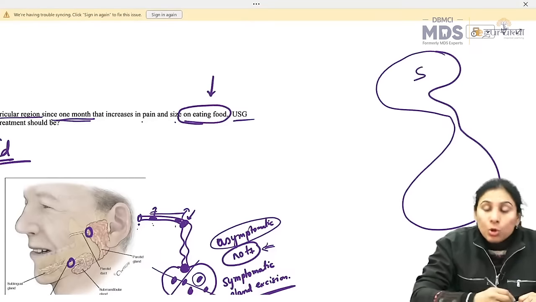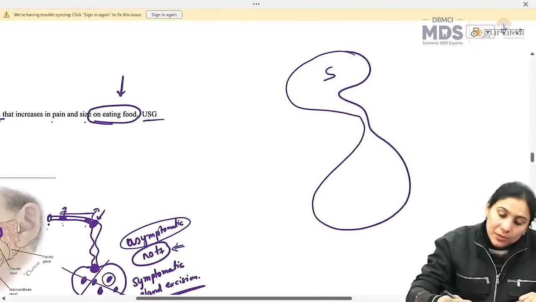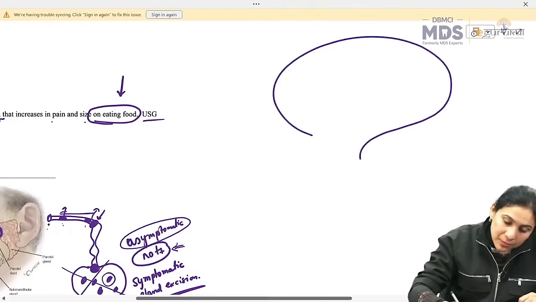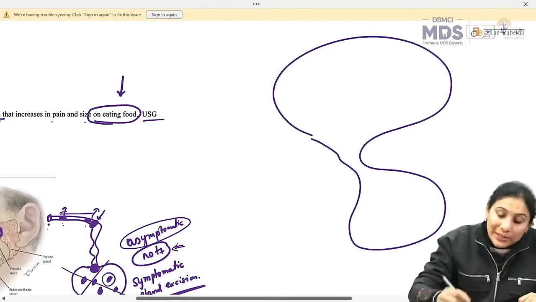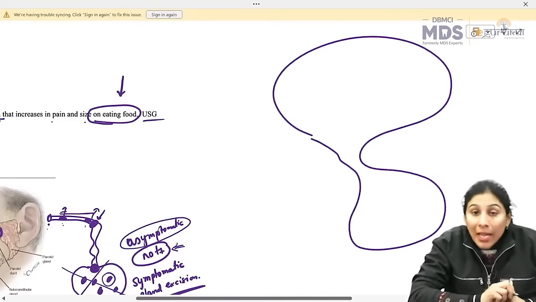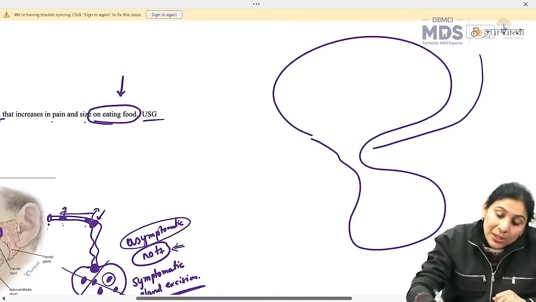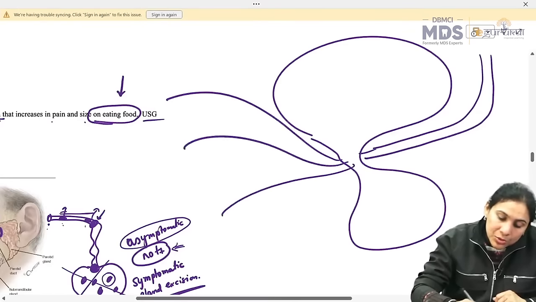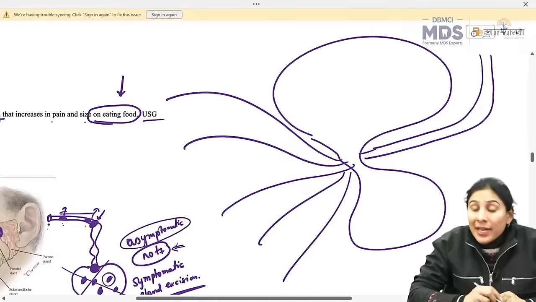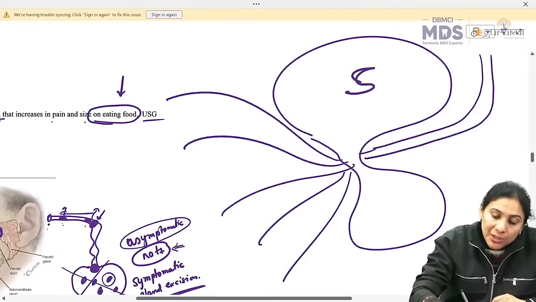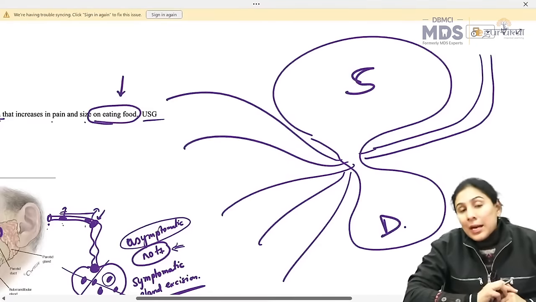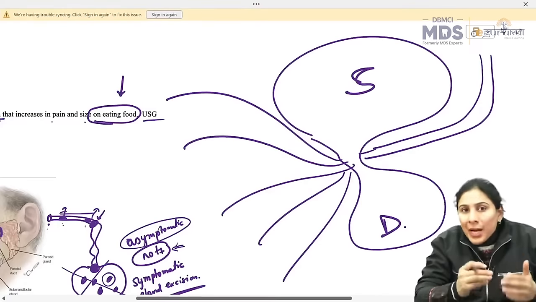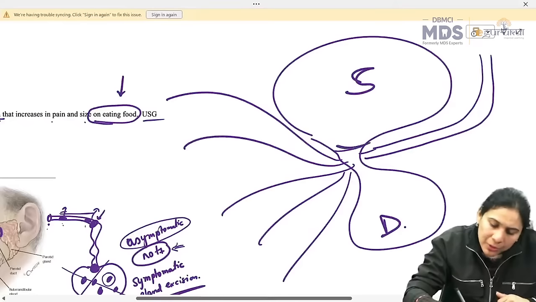This is the superficial lobe of parotid gland, which is a bigger one. I've made it a smaller one. And this is a small deep lobe of the parotid gland. And the terminal branches of the facial nerve, 1, 2, 3, 4, 5, divide between the superficial and the deep lobe of the parotid gland. So instead of calling it parotidectomy, what we try and do is a superficial parotidectomy.